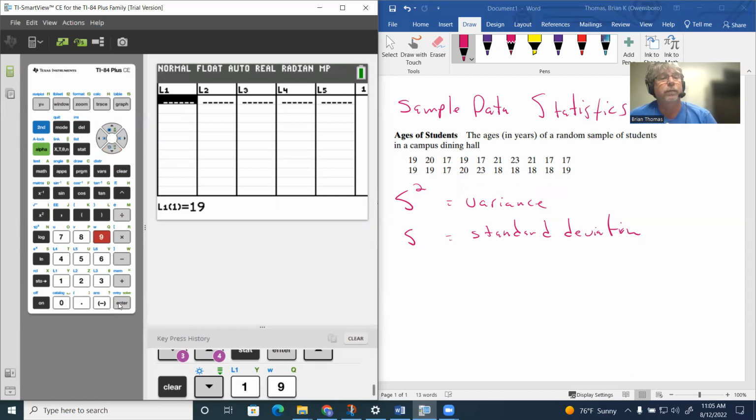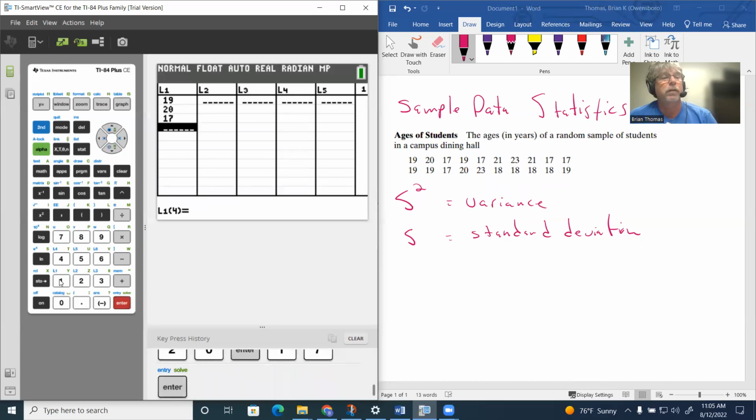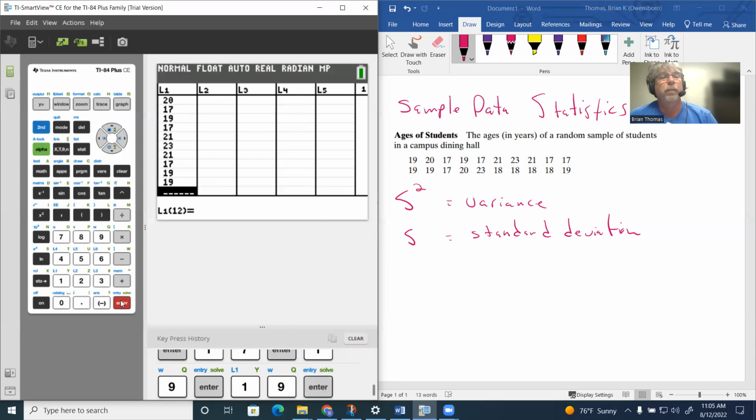So I have this 19, I have this 20, 17, 19. This is the time-consuming part for me. I usually gotta take my time here because if you put something in wrong, it's just gonna screw it all up.